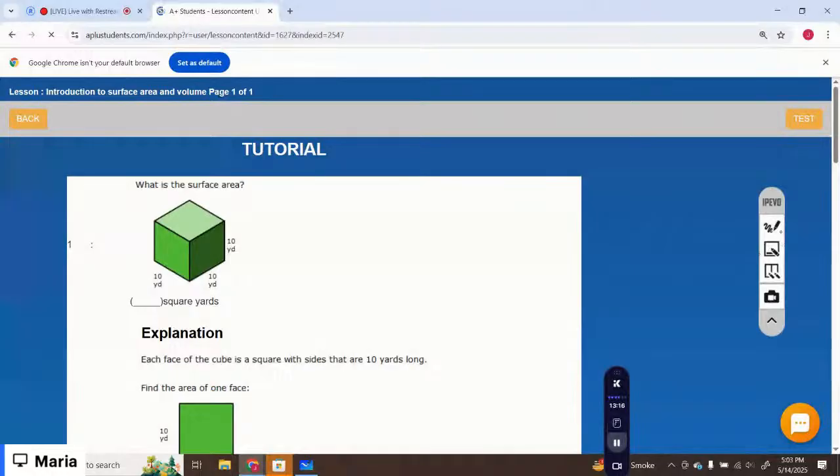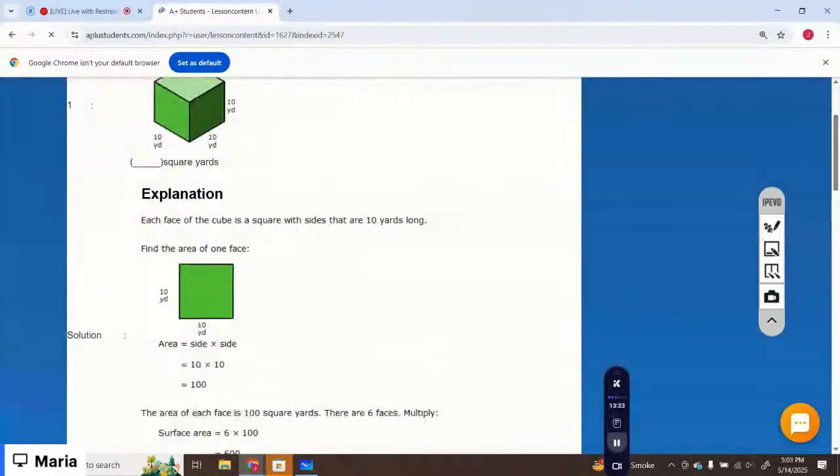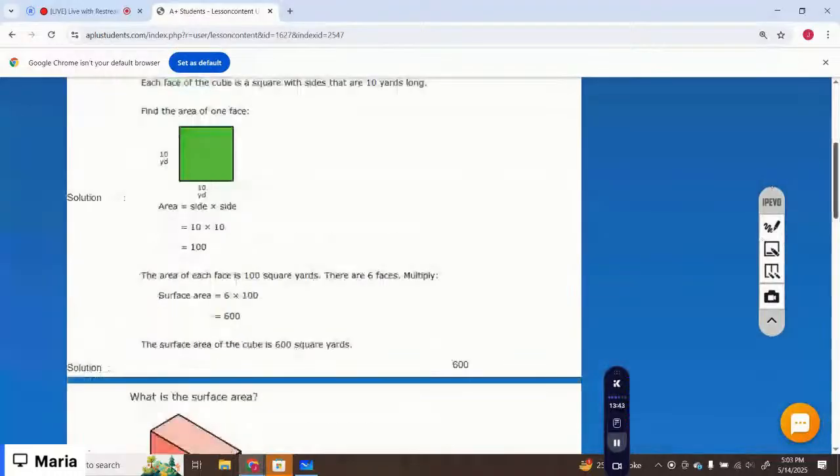What is the surface area? We are given a cube. We need to find the surface area of the cube. So how do you find the surface area of the cube? We need to find the surface area of one face, right? Each face of this cube is a square, so the area is side times side, that is 100. Then the cube has a total of six faces, so you have to do 6 times 100, so 600. 600 square yards is the surface area of the cube.